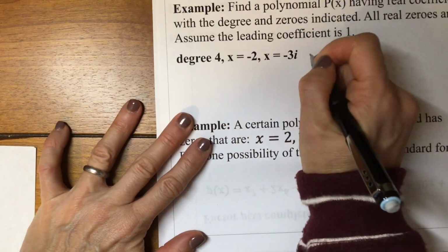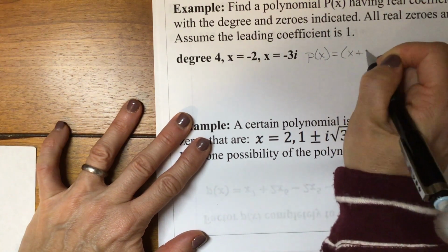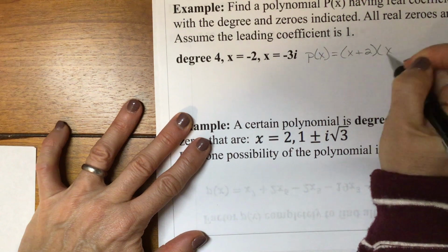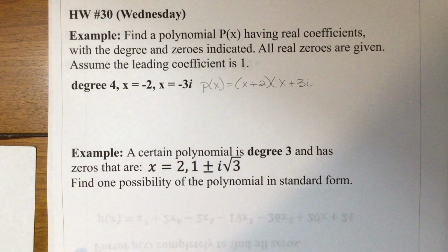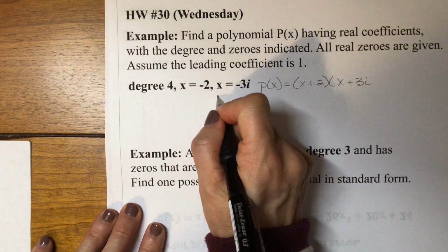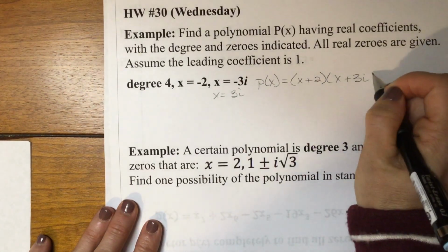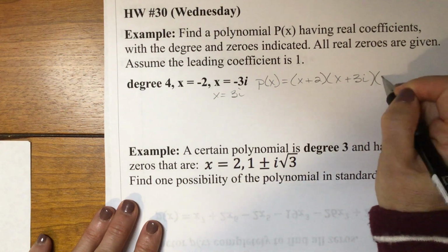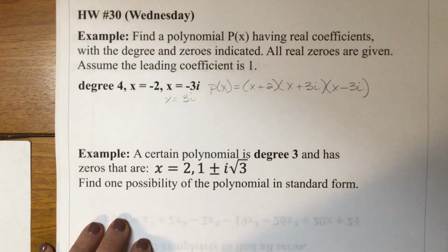And if we were going to start writing this polynomial in factored form, we would have an x plus 2 and an x plus 3i. But what we know about imaginary zeros or complex zeros is that they always have a partner. So if you have x equals minus 3i, you must have also had x equals positive 3i. And that would give us another factor of x minus 3i.